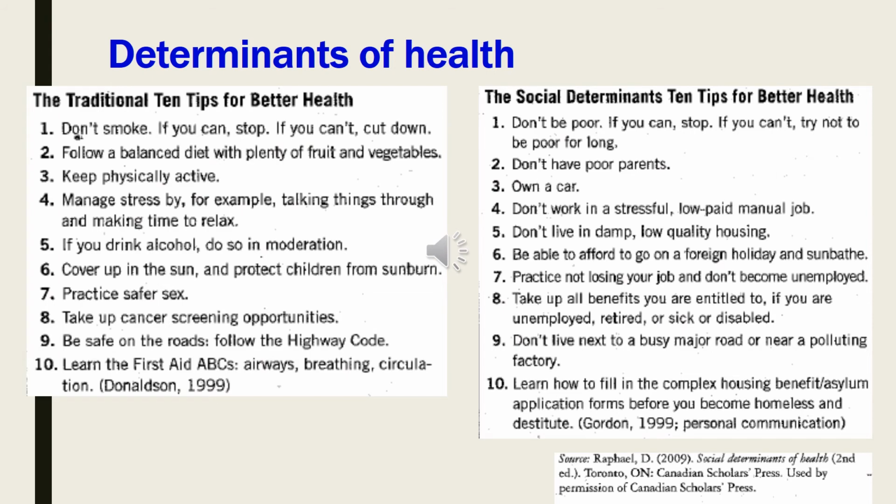Before I move on to the next part of the population health promotion model, I wanted to share this slide. It really speaks nicely to the determinants of health. So on the left are the traditional 10 tips for better health, and on the right are the social determinants, 10 tips for better health. So what you can do is just press pause on the video so that you can take a read of the traditional 10 tips and the social determinants 10 tips.